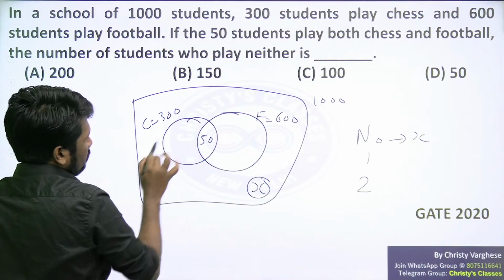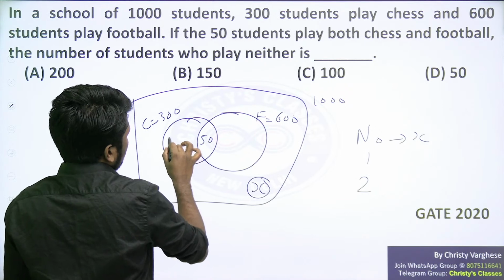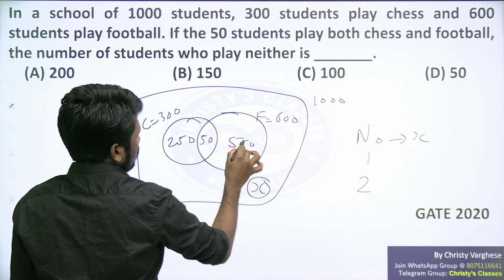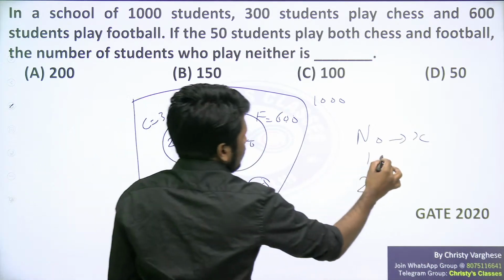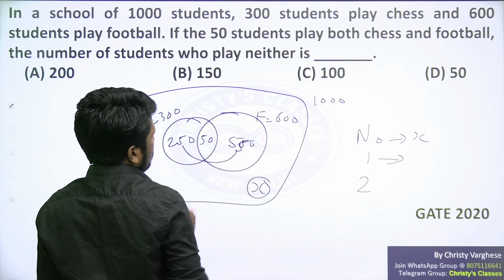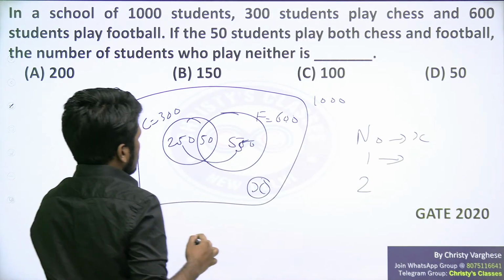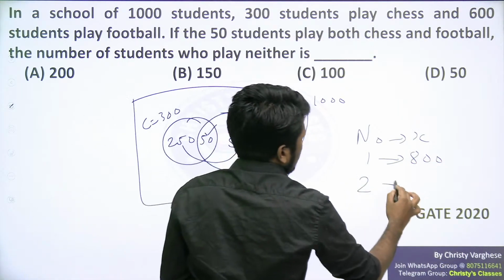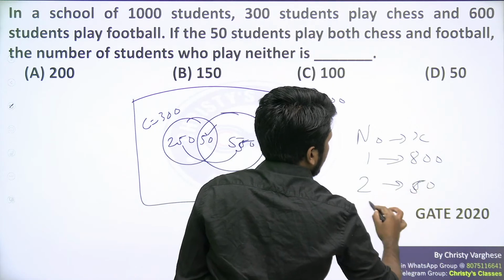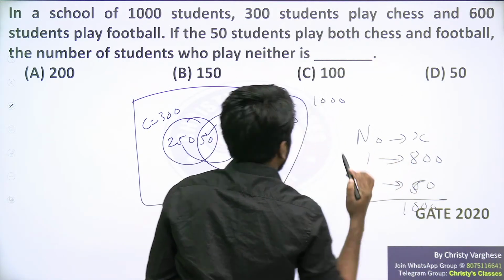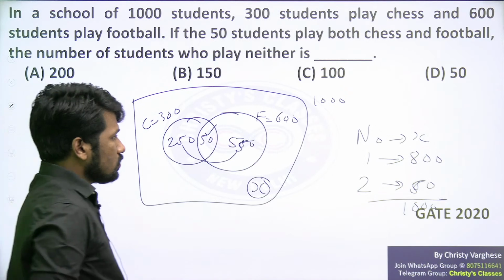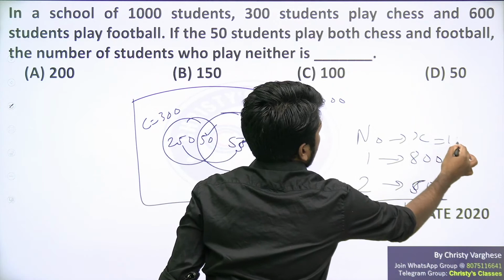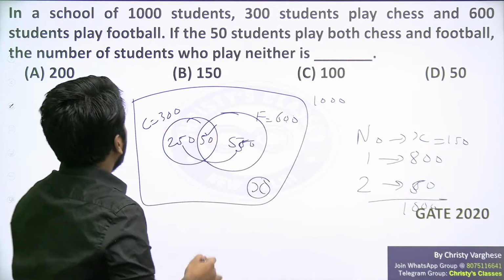No uncertainty at all. So 50 is subtracted. Chess only people will be 250. Football only people will be 550. So we can say one-sport-playing people will be 250 plus 550, which is 800. And both-sport-playing people will be 50. And adding it up, you should get the total 1000 people given in the question. So 800 plus 50 is 850, plus what is 1000? 150. So 150 is our required answer.